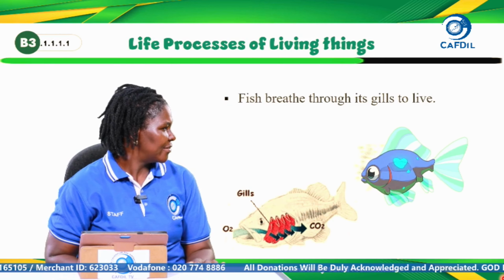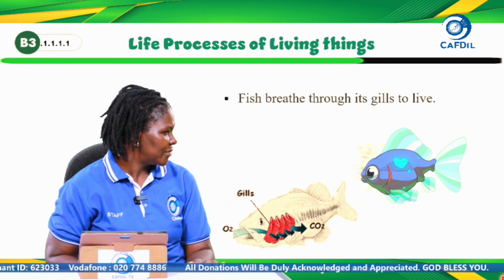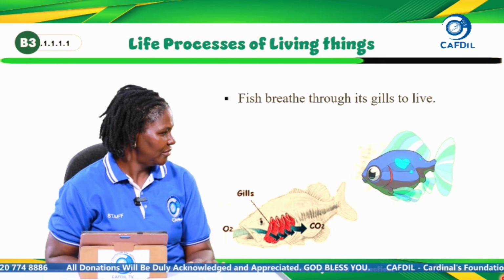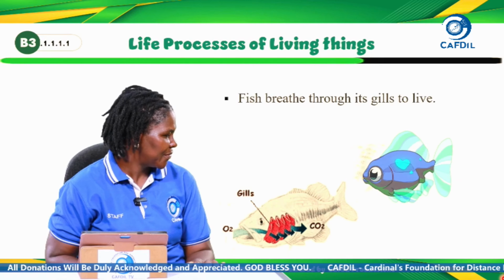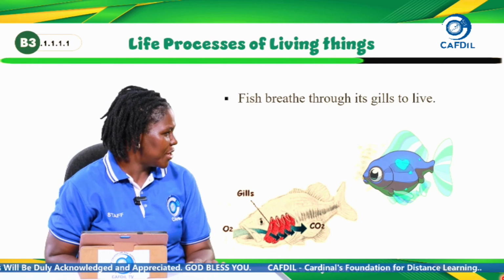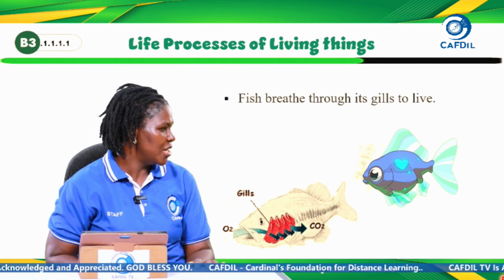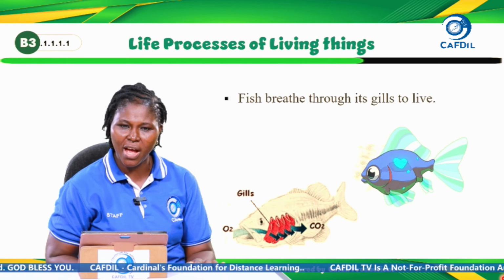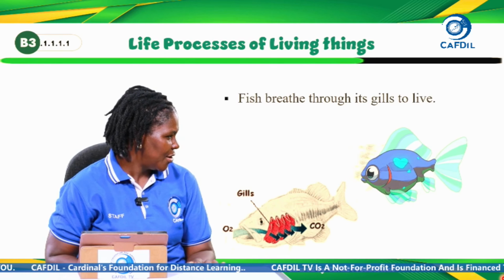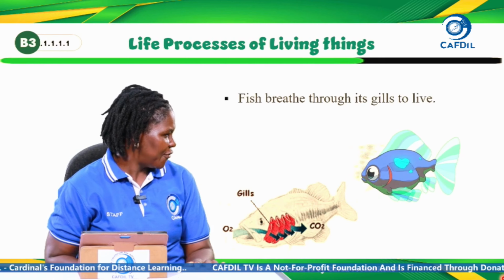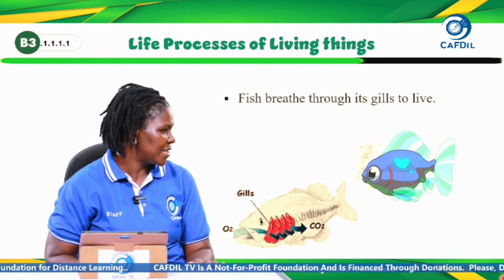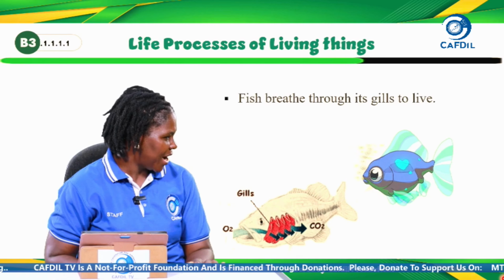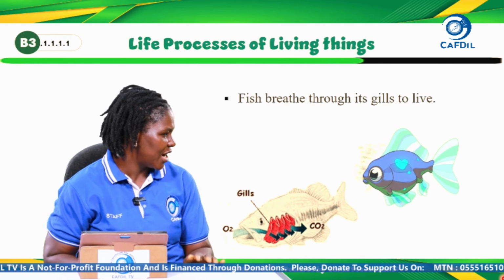Okay. Let's look at this animal. What is the name of this animal on our screen? Now, this is a fish. Fish breathe through their gills to live. They don't breathe through their nose, but we have something we call gills. When you cut the head of the fish, you see the gills there. It is red, as we can see on our screen.